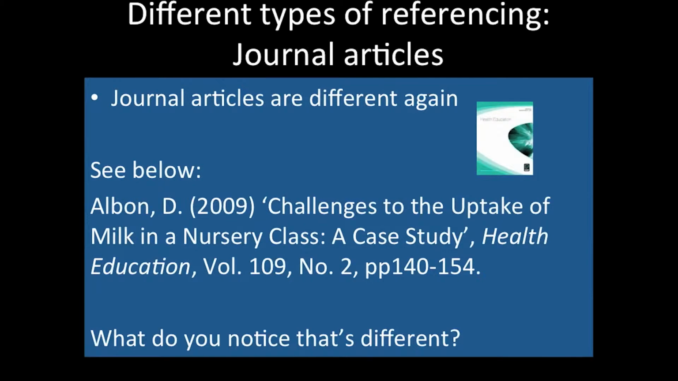Now, journal articles. And journal articles are different again. If you're referring to a journal article, you'll see that it looks a little bit different at the end. You've got the same information in as much as you've got the author of the journal article with the initial, with the date of publication. In inverted commas, you've got the full title, however long it might be, of the journal article. Then in italics, you can see the title of the journal. Then you've got information such as volume, the number, and the page range.